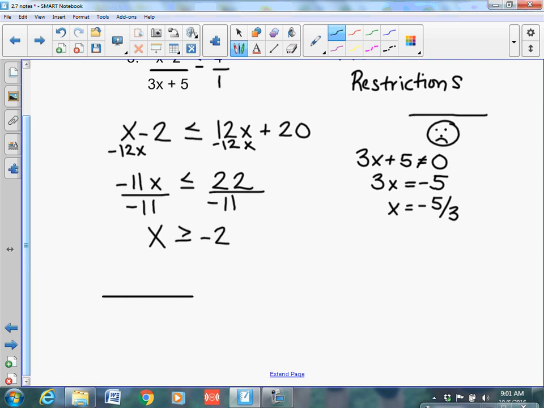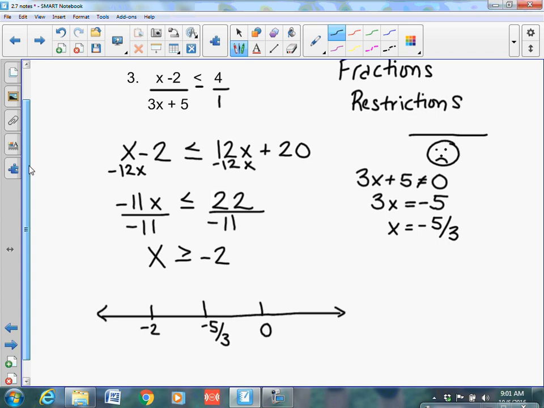So, I'm going to make myself my number line. Here's 0. Negative 2 is farther down the line than the negative 5/3. So I'm just going to stick the negative 5/3 here. I'm going to stick the negative 2 here. Okay, now comes the restriction.